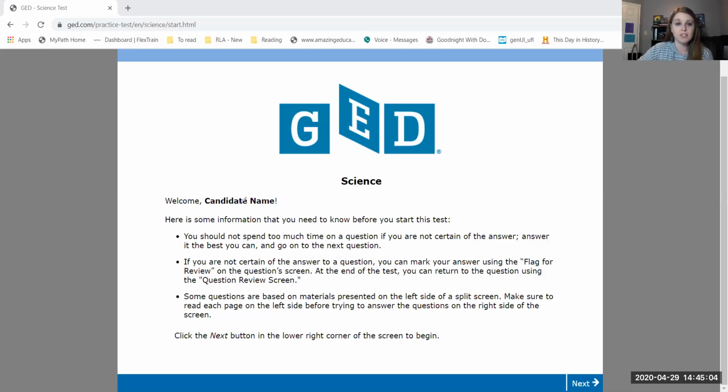So on this front page, it does give you some nice suggestions that you can take a look at. It says you should not spend too much time on a question, right? Do the best you can, go on to the next one. It's a timed test. You don't have forever. If you're not certain of the answer, you can mark it using flag for review, and you can come back at the end and check those again. And then make sure you read each page. Sometimes there's more than one page to the reading, so they want you to make sure you see all of them. All right, so let's go ahead and take a look at our questions today.